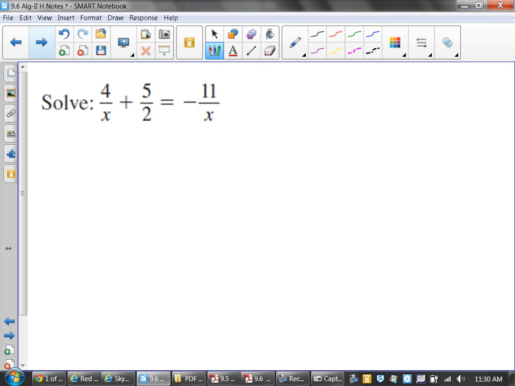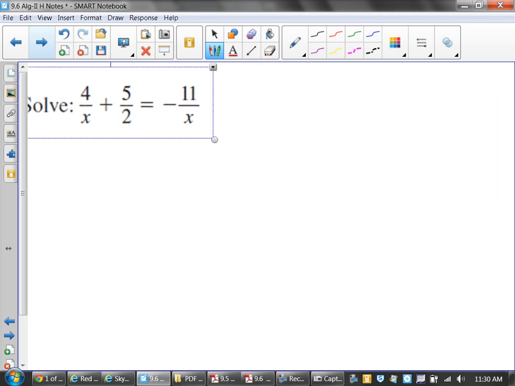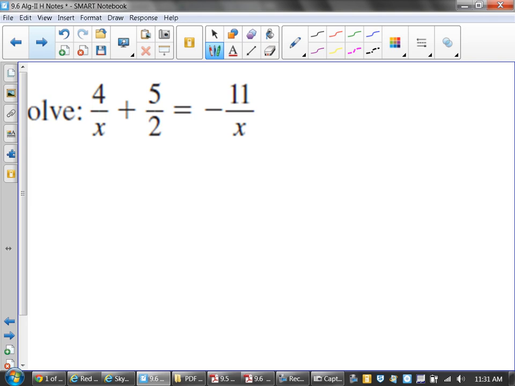So 4 over x plus 5 over 2 is negative 11 over x. And what I want to do here is I want to multiply everything by a common denominator. 2x. Does everybody agree on that? Yeah, 2x. Good. So if I multiply, and I'm going to do this the long way with this one. If I multiply everything.